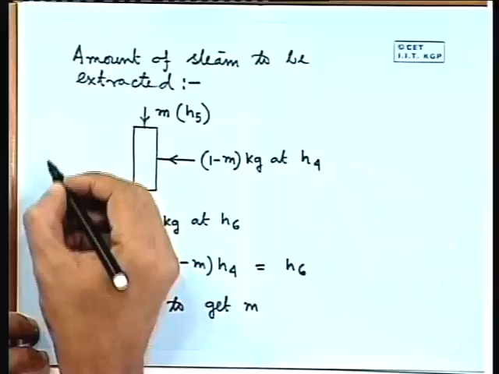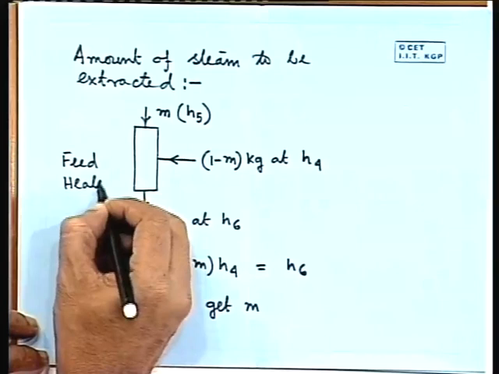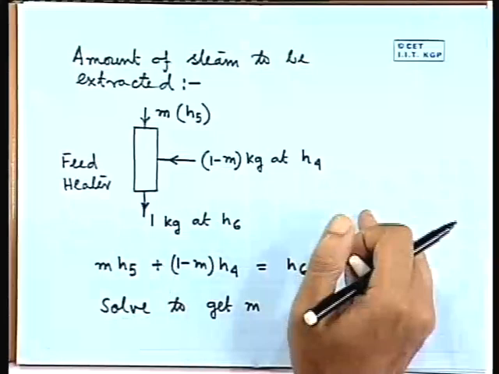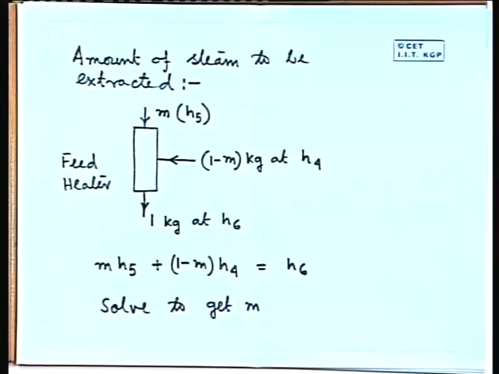See, the arrangement which I have shown, this is your feed heater. The arrangement which I have shown for this feed heater is known as an open type feed heater. Here, the steam directly mixes with water to produce water or condensate at the saturated condition. Now, there are other designs also, which are closed type feed heaters, but a similar type of energy balance can be applicable in case of closed type feed heater also. But the way I have shown it in the block diagram, it is for open type feed heater.